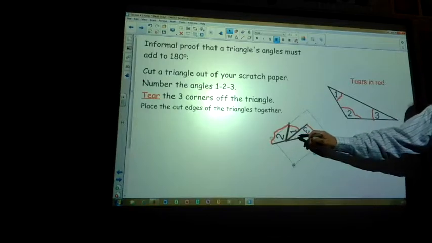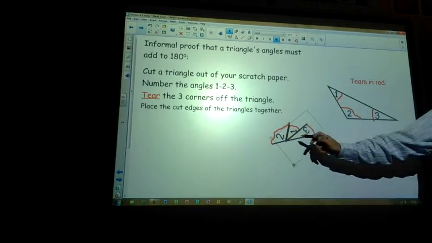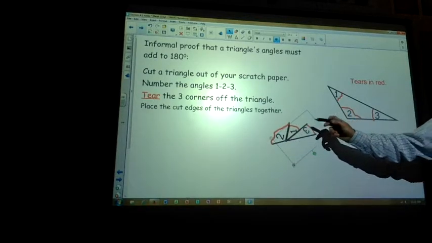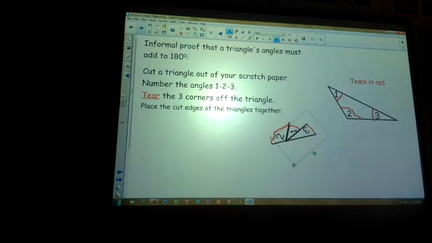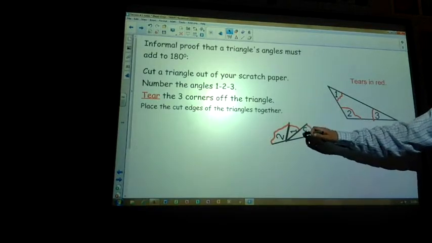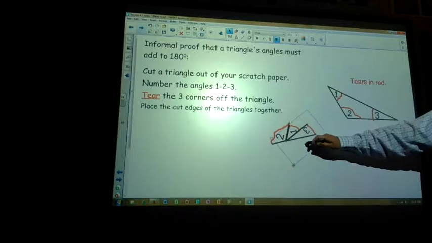Notice the three angles, when you put them all together, you move them around, they create what? Supplementary. It's a straight line. Nice. Okay, so any three angles, any triangle, if I cut off each of the angles and I put the three together, they would add up to 180 degrees.